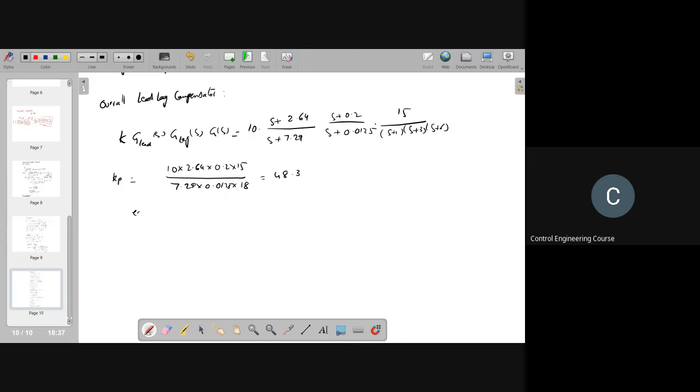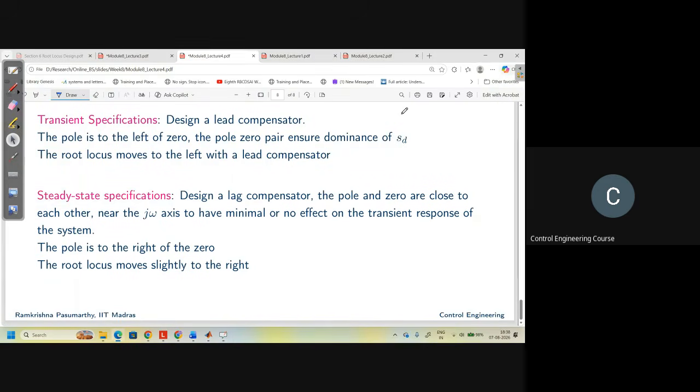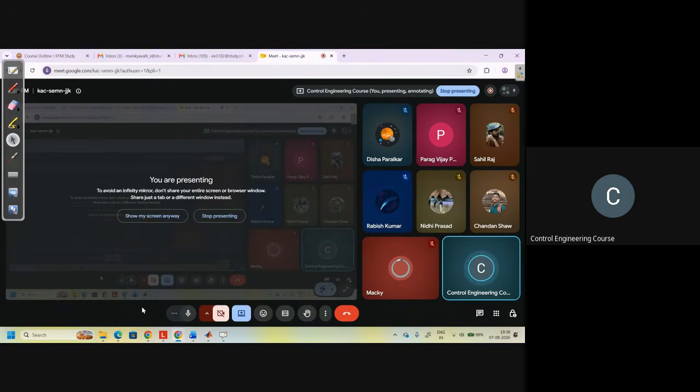So the steady state error ess is equal to 1 by (1 plus Kp), which is 0.02 or 2%. So you are exactly satisfying the required steady state error specification. This is the overall open loop transfer function of your lead-lag compensator. Is it clear? Any doubts in designing?